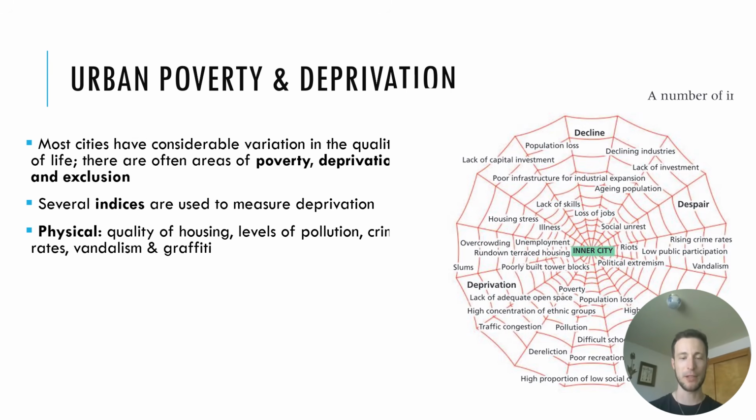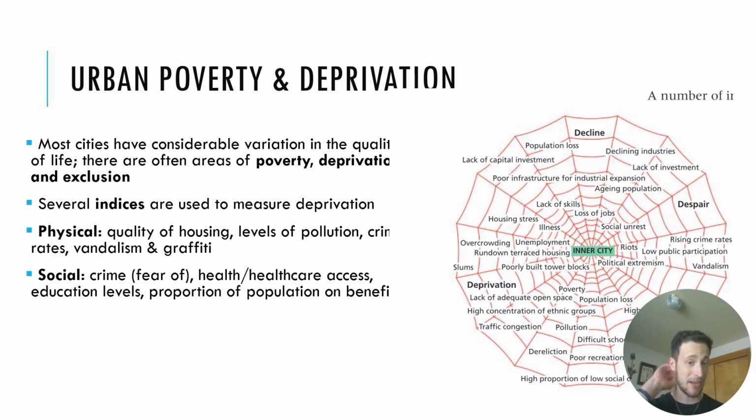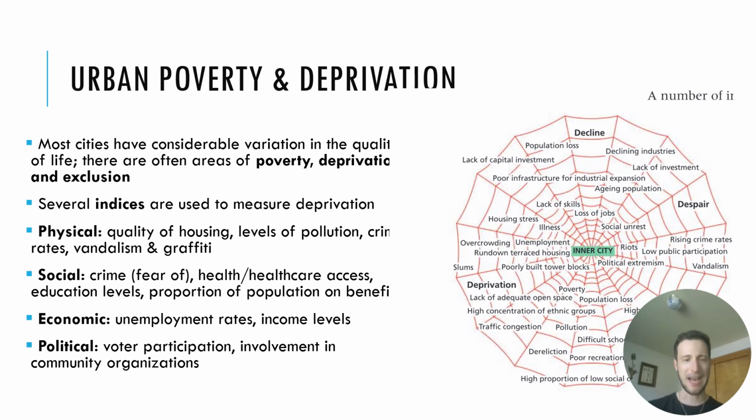Physically, you can look at the quality of housing, levels of pollution, basically physical urban stress. You could also look at social stress, so crime, lack of healthcare access, the education levels. These are all things that you did for your urban diagnosis project. You can look at different elements of urban stress that are going to come up later. Economic would be unemployment rates, income levels, poverty rates, things like that. And then political typically is political alienation or disenfranchisement. So voter participation, involvement, community organizations.